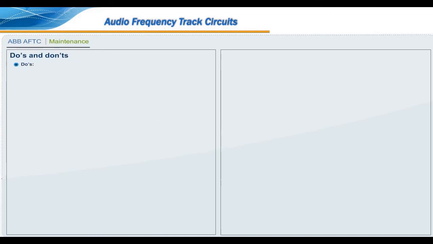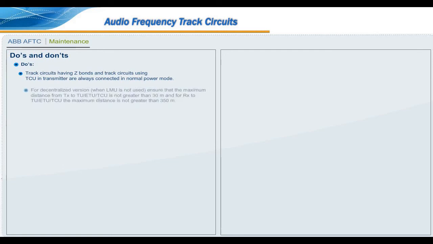Do's and don'ts. Do's: point zone track circuits having Z bonds, and track circuits using TCU in transmitter are always connected in normal power mode. For decentralized version, when LMU is not used, ensure that the maximum distance from TX to TU or ETU or TCU is not greater than 30 meter, and for RX to TU or ETU or TCU, the maximum distance is not greater than 350 meter.